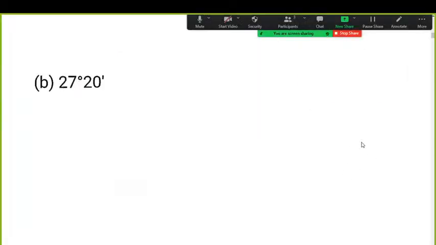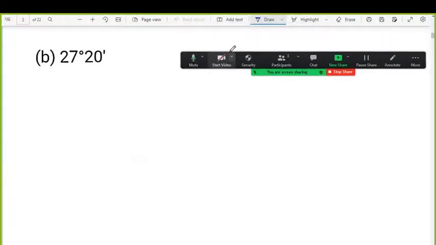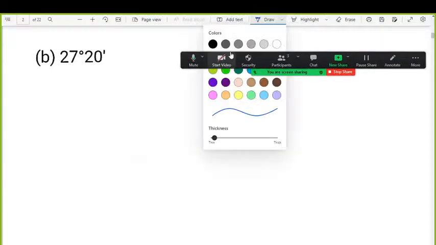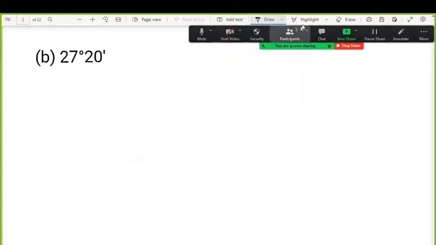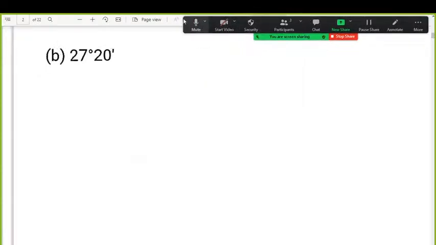Tell me that. Yes, sir. The question is 27 degrees and 20 minutes. I want you to answer this. So, what is the question? Find the complement of 27 degrees and 20 minutes. Yeah, I will just tell you one more thing here. You need to understand that 1 degree is equivalent to 60 minutes. I just want you to remember this before you start solving this.